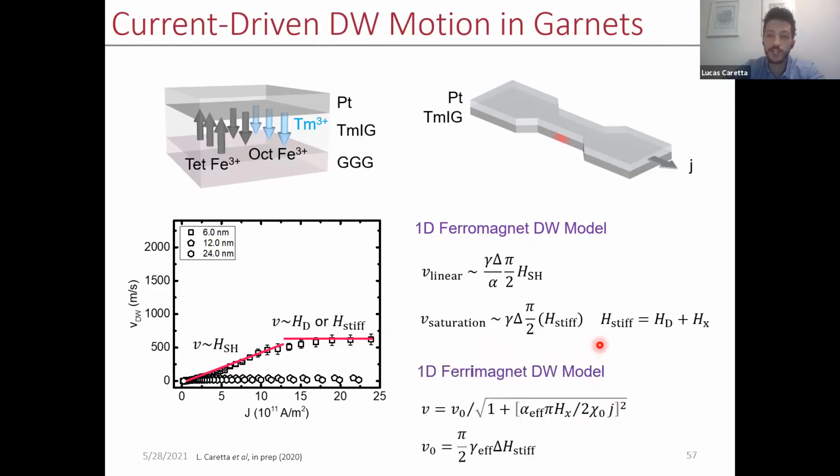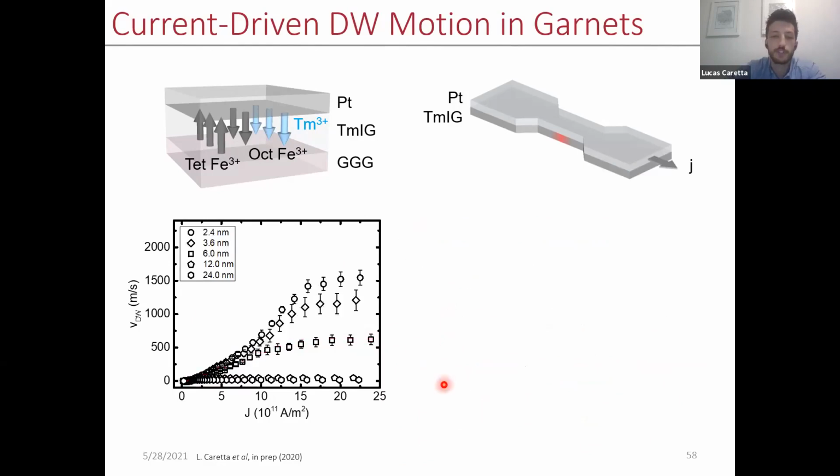And of course, you can adapt this model as well to ferrimagnets, which is what we did here. And you get a similar result when you're not right at perfect angular momentum compensation. So what this really means is that the thinner we go, the higher the DMI is, the higher the torque is, so we should see higher plateau velocities, and that's exactly what we find. We find that the plateau velocity is proportional to the strength of the DMI.